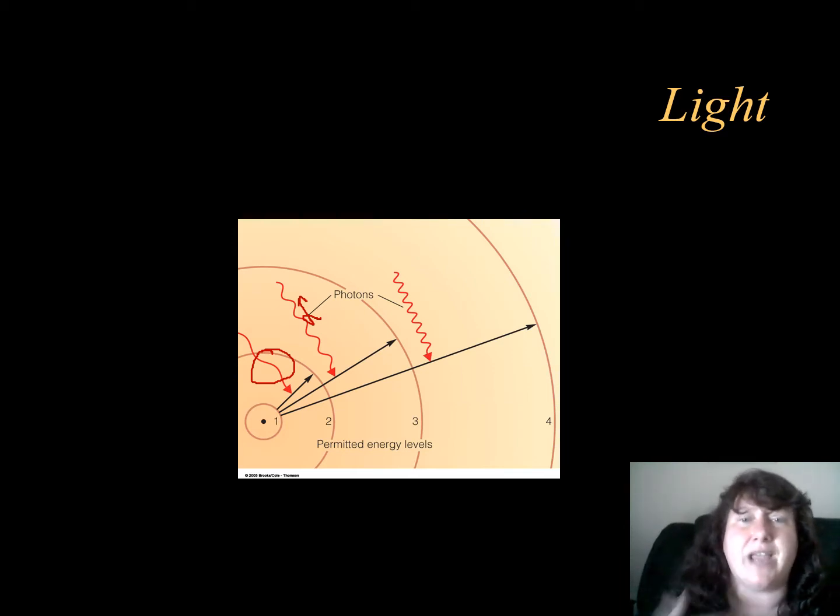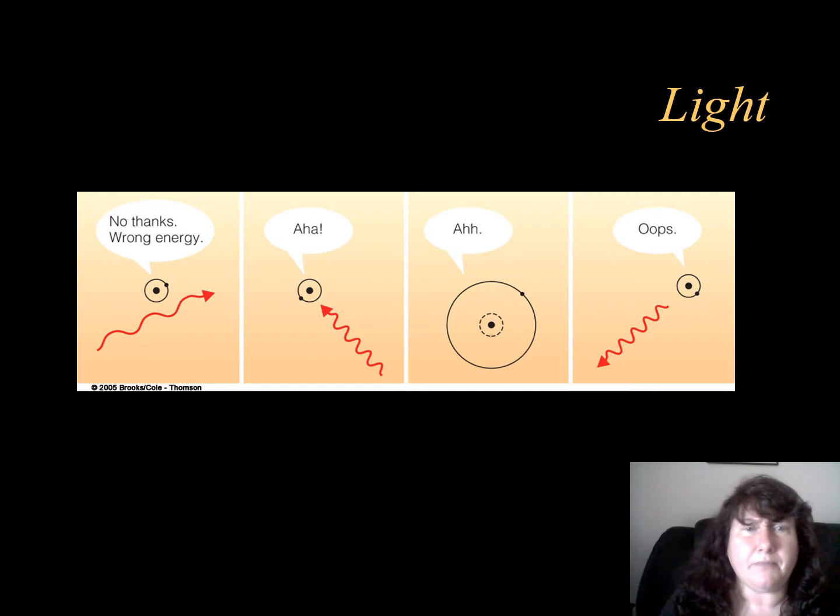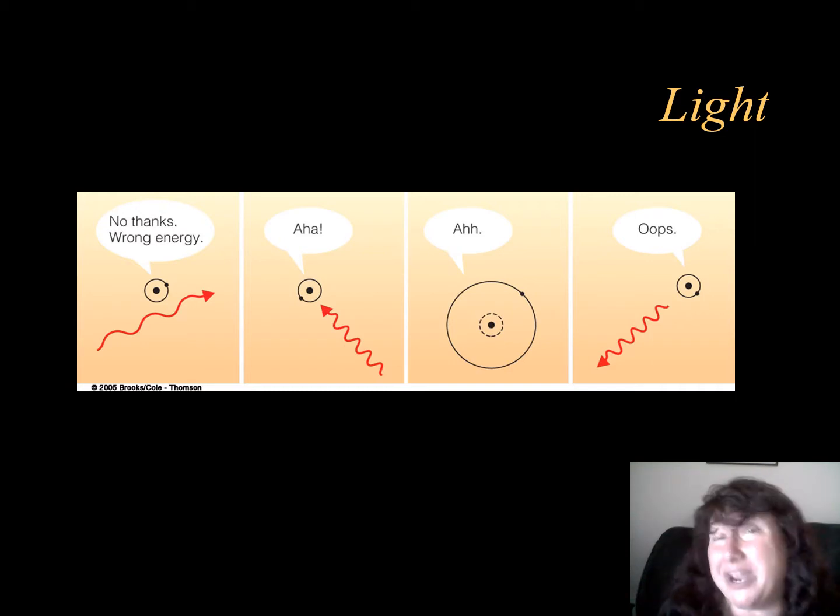Okay, so as we add that energy by photons, we will cause that electron to become excited. Now, here's the thing though. Not every wavelength is going to be absorbed by the electron. The electron needs a specific amount of energy to move from that ground state to the first excited state or the second excited state. If it's not the right amount of energy, it's just going to pass by the electron. Notice in the first part it says, no thanks, wrong energy. Okay. Once it is the correct energy, though, it will go to an excited state.